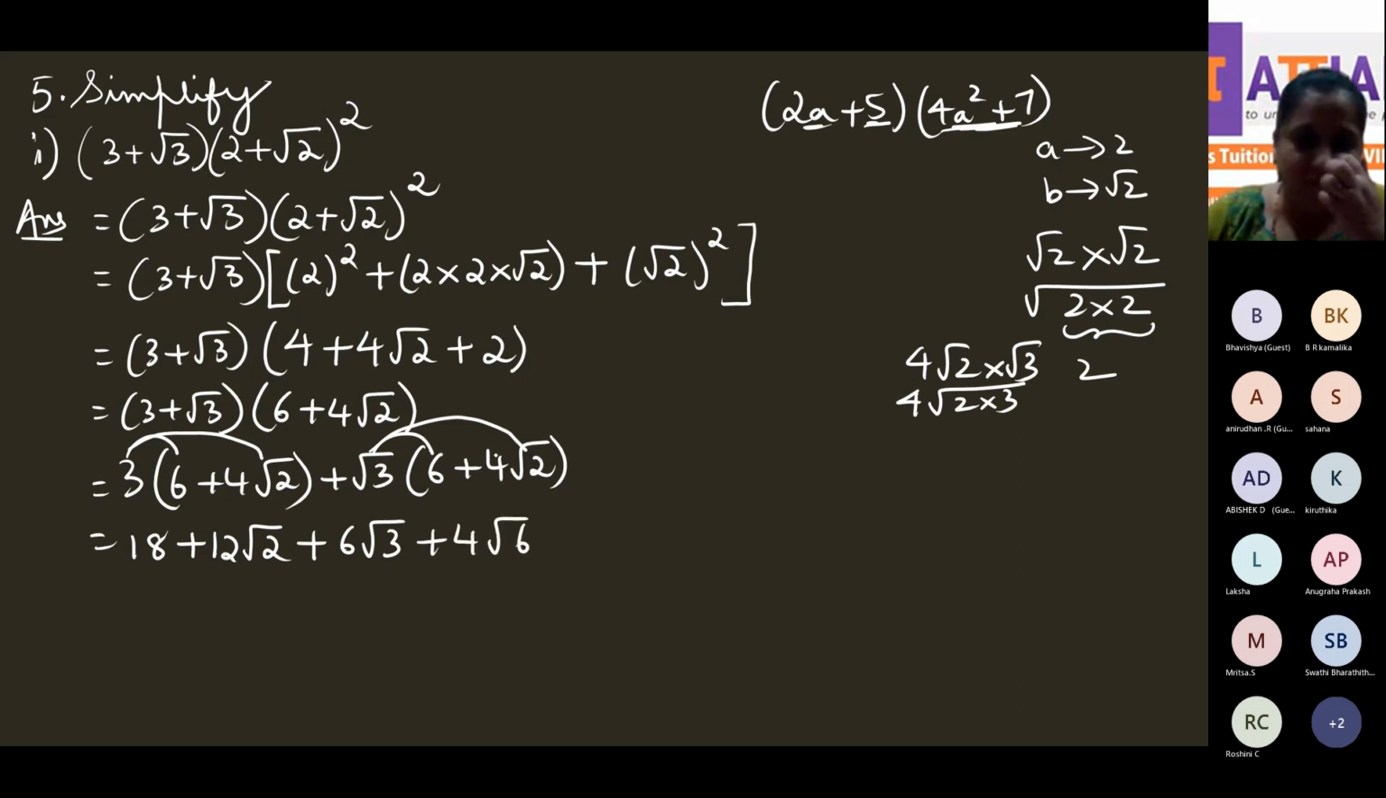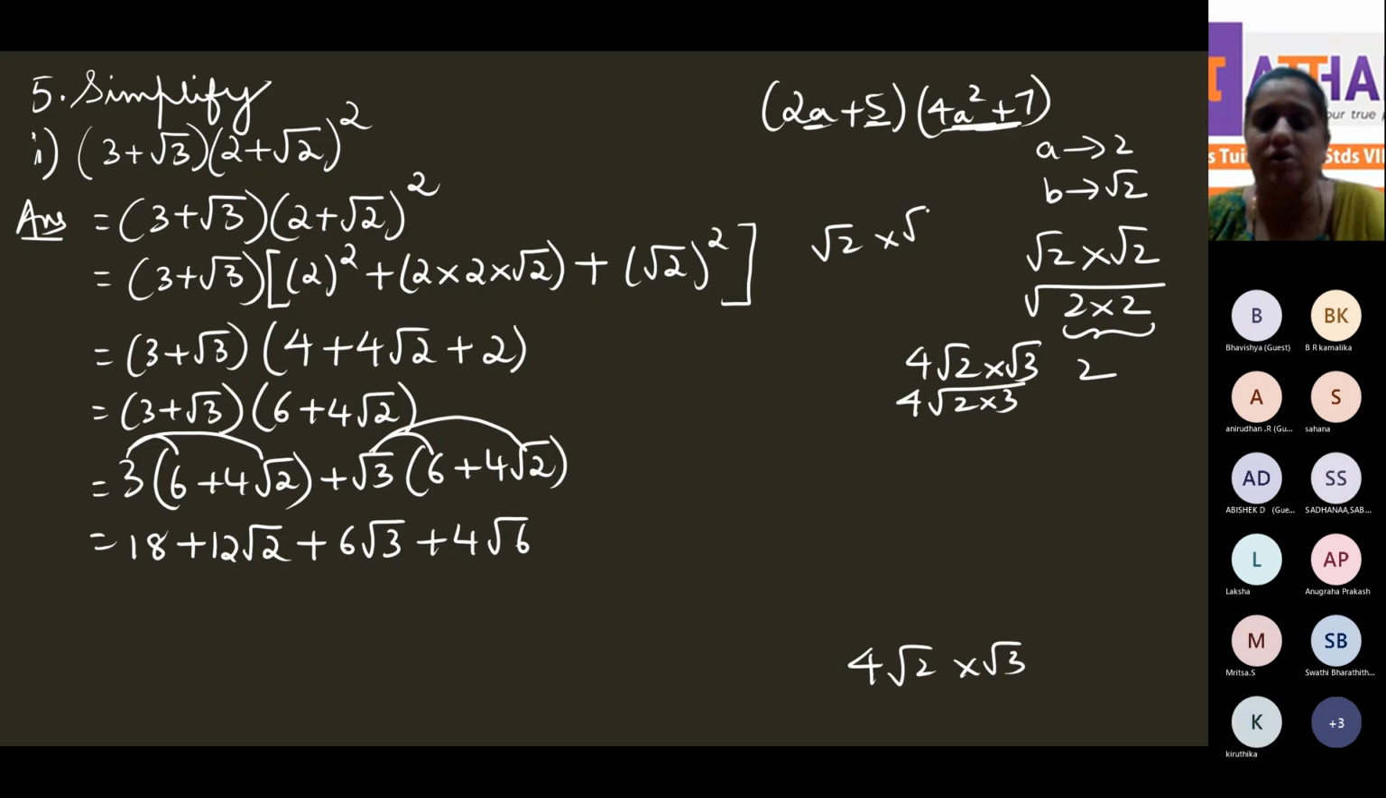See, you cannot multiply 4 and root 3 and write root 12. What should you multiply? 4 root 2 and root 3. You cannot multiply 4 and root 2. So what can you multiply? You can multiply root 2 and root 3. How do you multiply? It will be root of 2 into 3. And what is root of 2 into 3? Root 6. So 4 root 6.